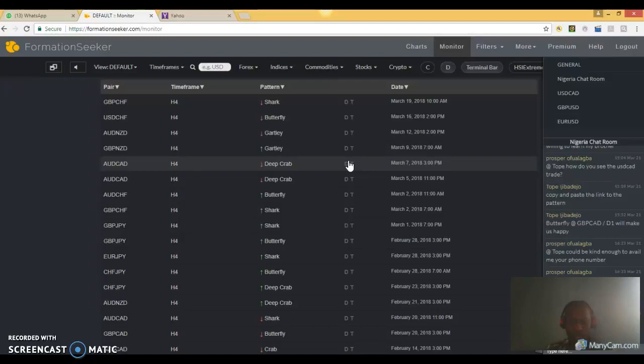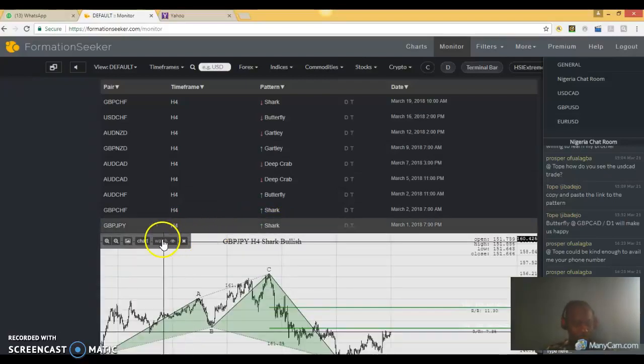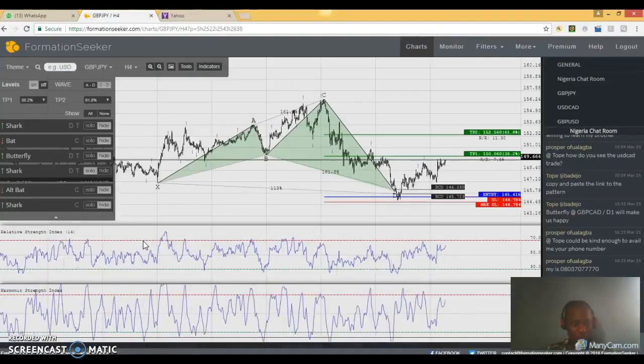So right now, let's go quickly. On the first day of March, we had the first trade on the 4 hour chart. The pair is pound JPY, time frame 4 hours, and it's a shark pattern. So let's click on it and see what happens. Now this is lovely. This is good. And let's make it bigger.